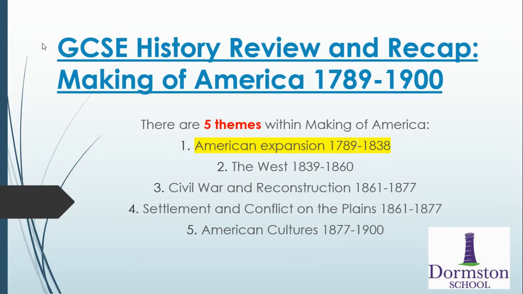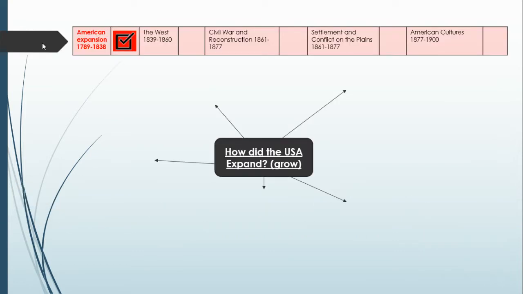In the introductory session, we looked at some key terms and key groups of people and key ideas in terms of politics, economics, and social differences between the North and the South. Some of these will be explored today, so it might be useful to have those notes in front of you. But we're going to start with American expansion, 1789 to 1838.